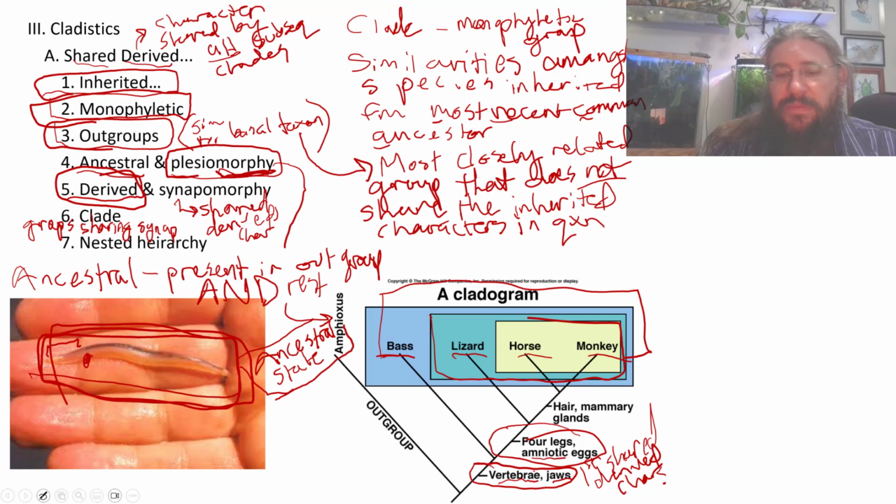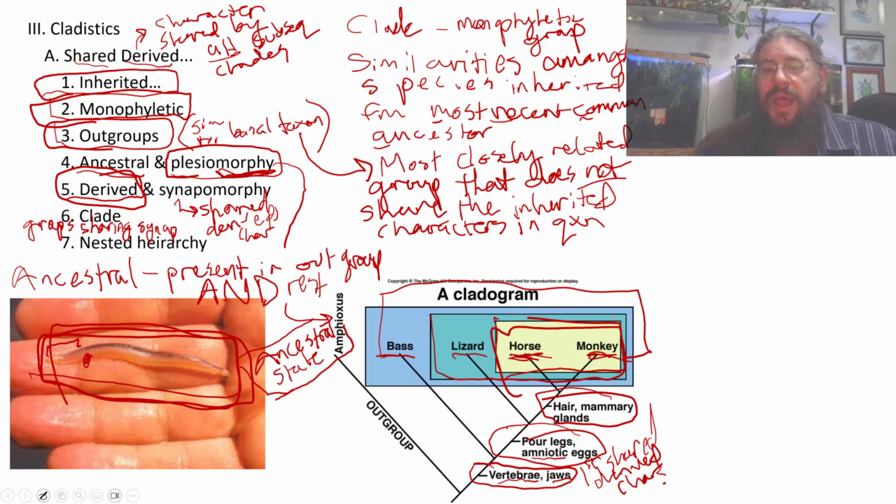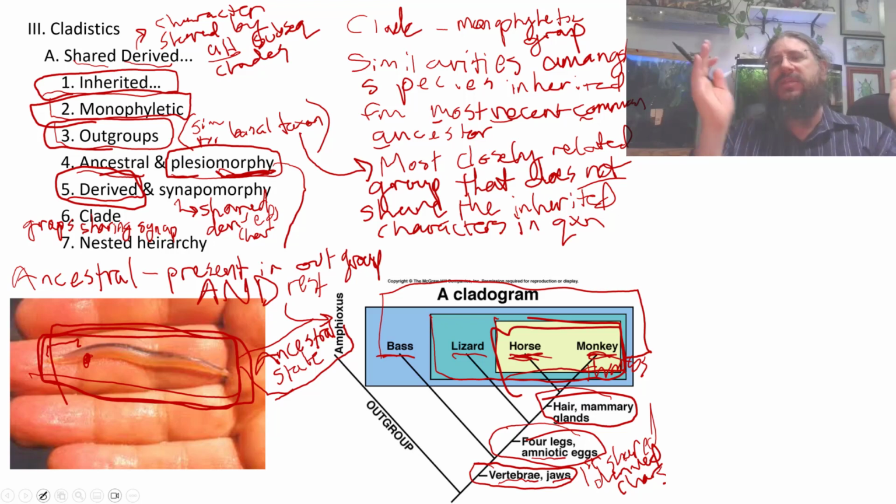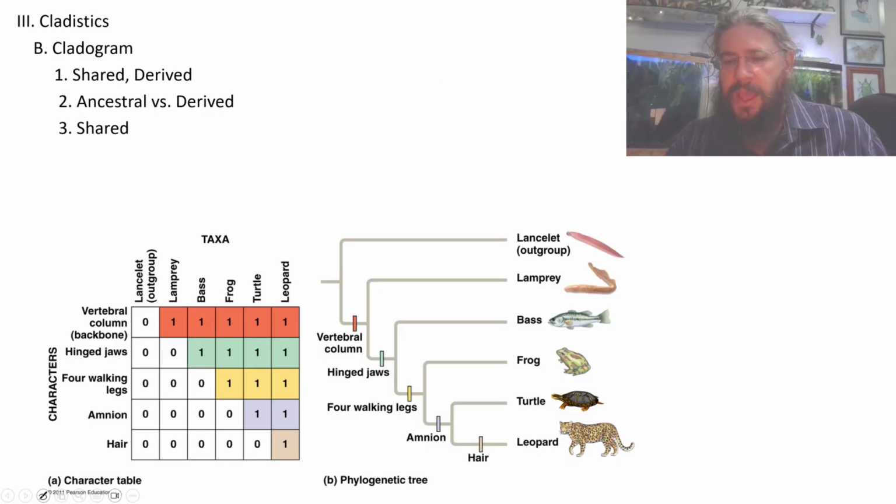Amniotic egg is an egg with multiple membranes. We'll talk about it later. Then hair and mammary glands kicks lizards out of this particular clade that includes horses and monkeys. And then you could have, like, I don't know, thumbs. And you've separated horses and monkeys. Ta-da! So, as you can see, again, this is one of those things where we can zoom out and zoom in almost infinitely, depending on what exactly we're trying to reference. This is just an example of how we'd make our cladogram.